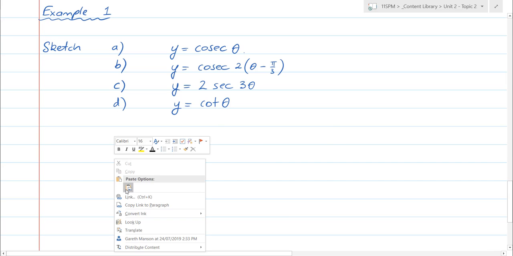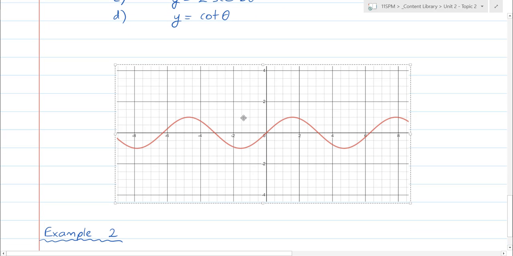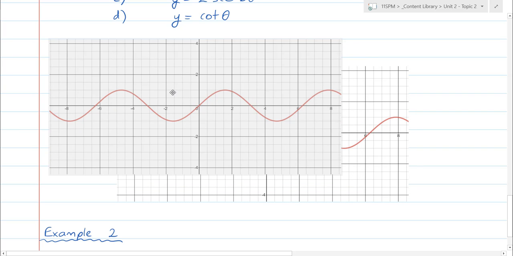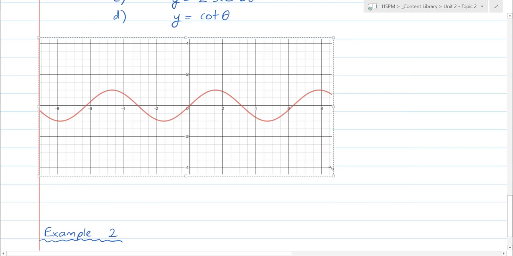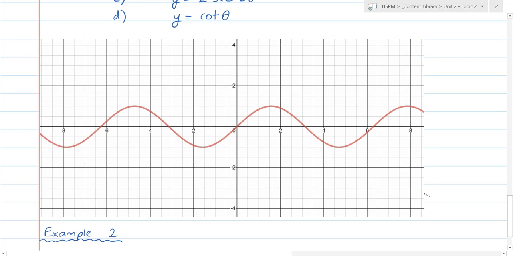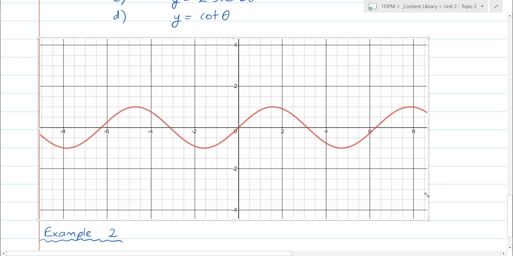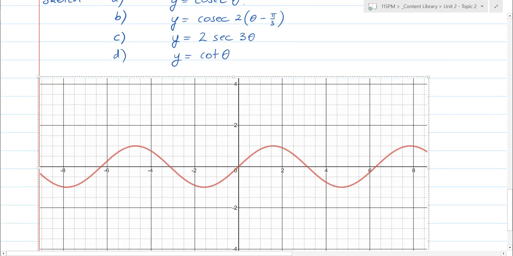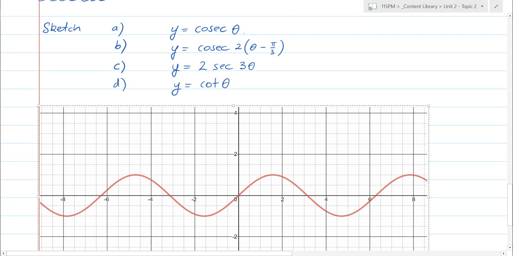Okay, so we're going to sketch all these onto this graph. Well, not all of them. We'll sketch the first two on this graph, and then we might sketch the other two separately. So there's sine theta. What does cosec theta look like? Or can you give me some key points? 1 over cos theta. 1 over sine.